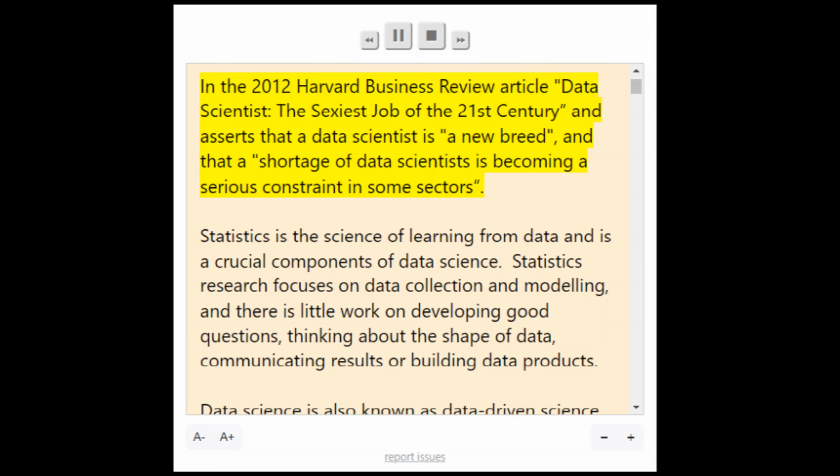in some sectors. Statistics is the science of learning from data and is a crucial component of data science. Statistics research focuses on data collection and modeling, and there is little work on developing good questions, thinking about the shape of data, communicating results, or building data products.